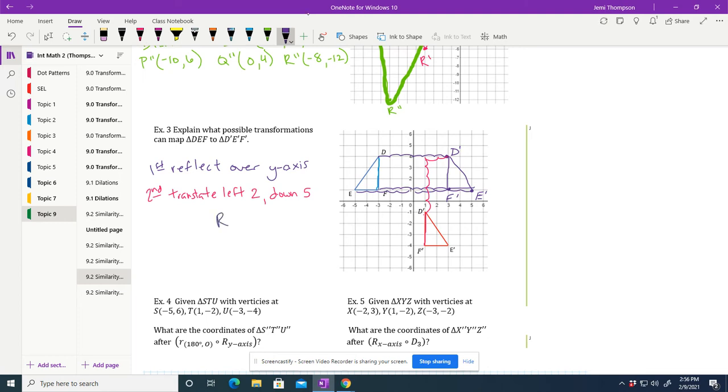So a reflection over the y-axis for triangle DEF, and that's composed with what I did second, which was a translation. Left is -2, down is -5. So I would get this answer. Get that down because I'm going to erase my drawings that I did on the picture, and I'm going to show you another way.